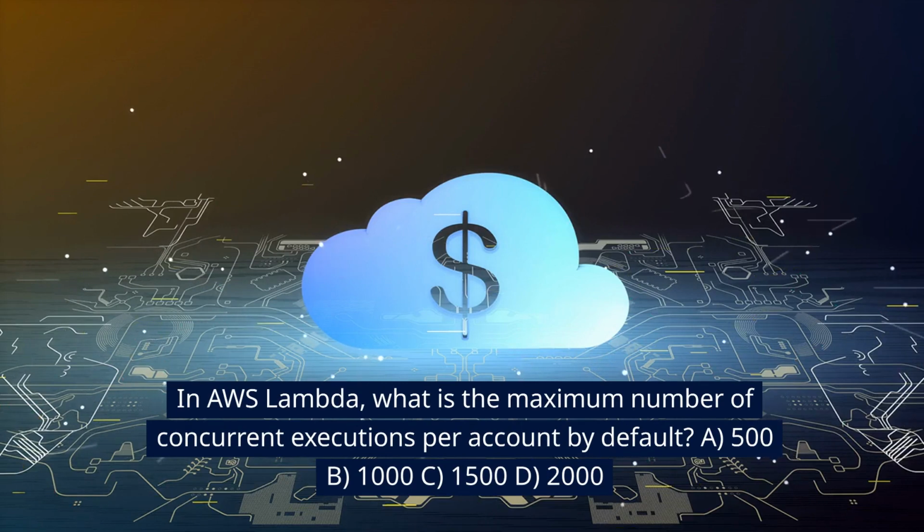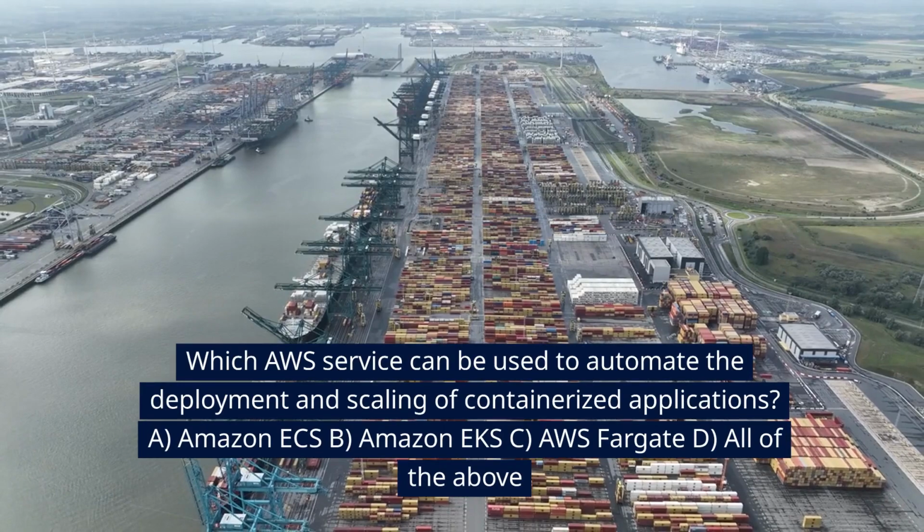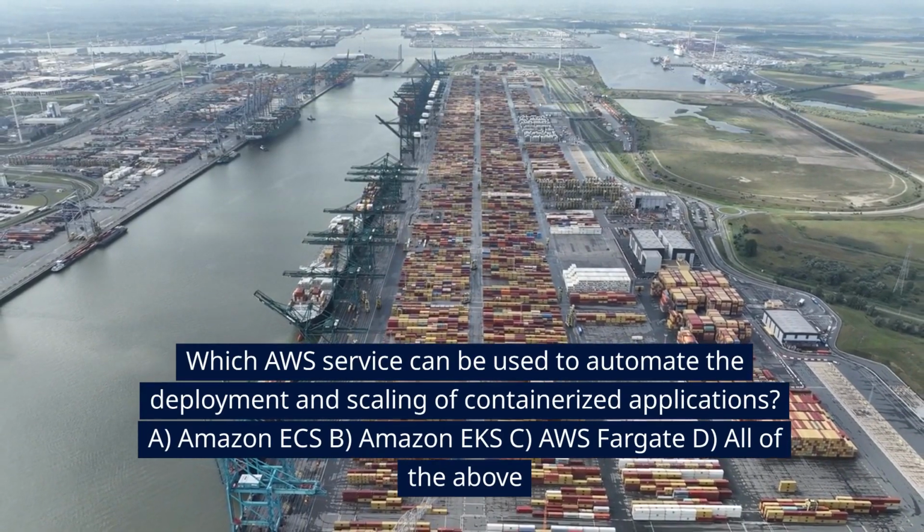In AWS Lambda, what is the maximum number of concurrent executions per account by default? A. 500. B. 1000. C. 1500. D. 2000. Answer: B. 1000.